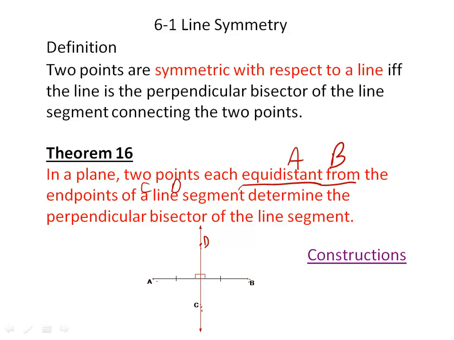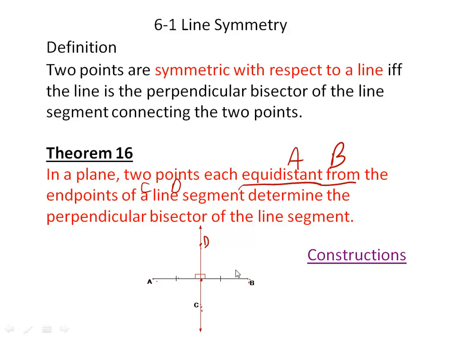Alright, so let's think about this again. In a plane, 2 points, each equidistant from the endpoints of a line segment. So we're talking about 2 points each equidistant from A and B. That would be C and D. Those 2 points, C and D, determine the perpendicular bisector of the line segment. So if we draw a line through those 2 points, we'll have its perpendicular bisector. You see how it's marked? From A to the midpoint here is the same length as from the midpoint out to B. And there you have C and D.